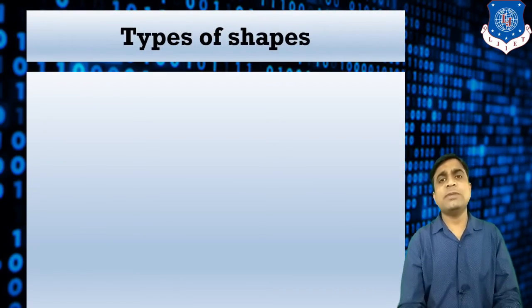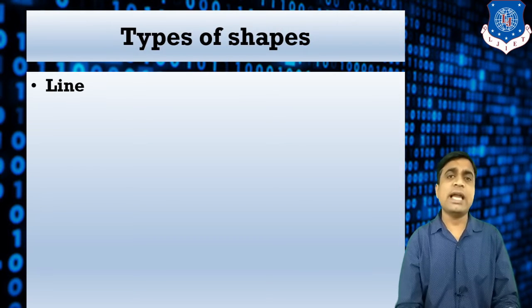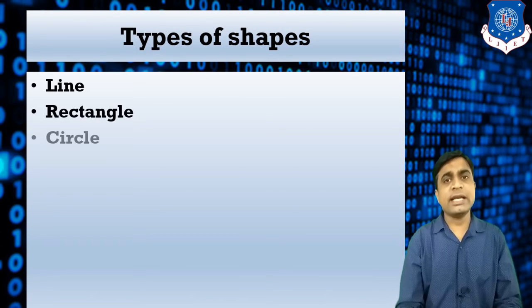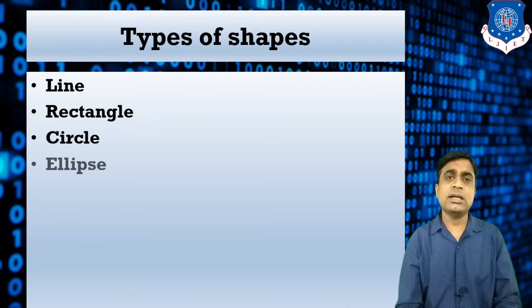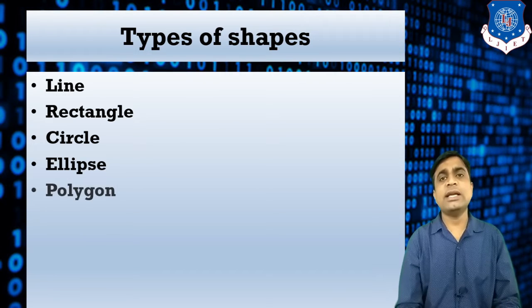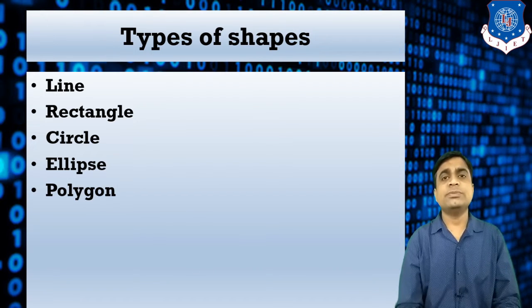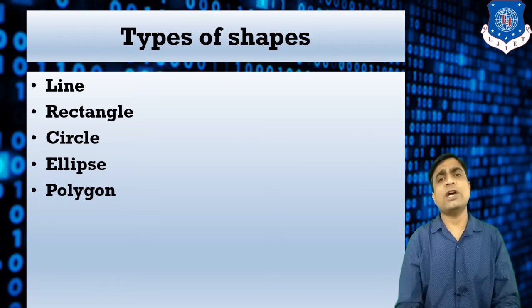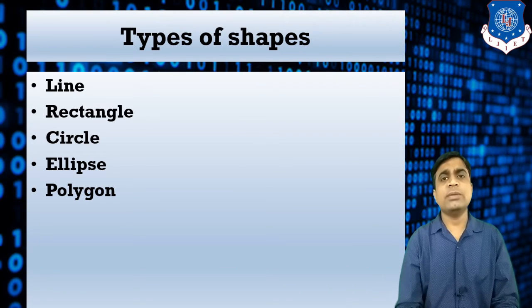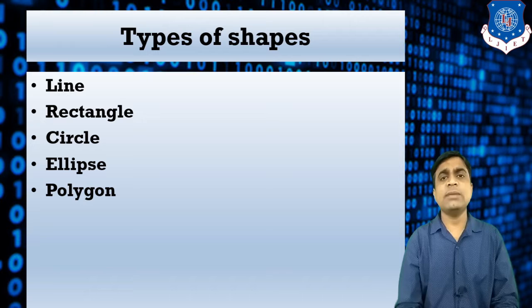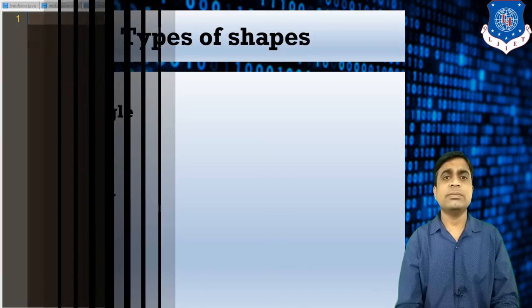So what are the different shapes? I am just explaining 5 shapes. The first one is a line, next a rectangle, then a circle, an ellipse, and lastly a polygon. I will explain all these 5 shapes with live programming. So without wasting so much time, let's start the programming.